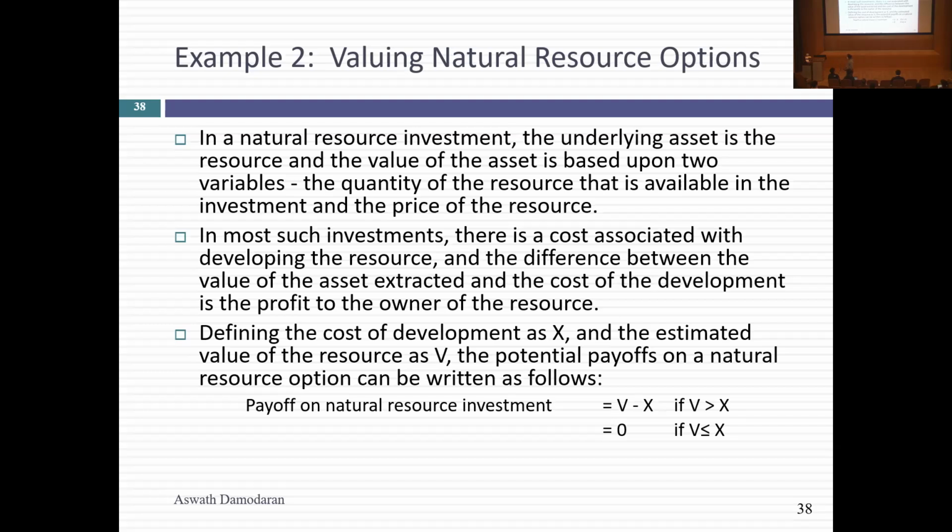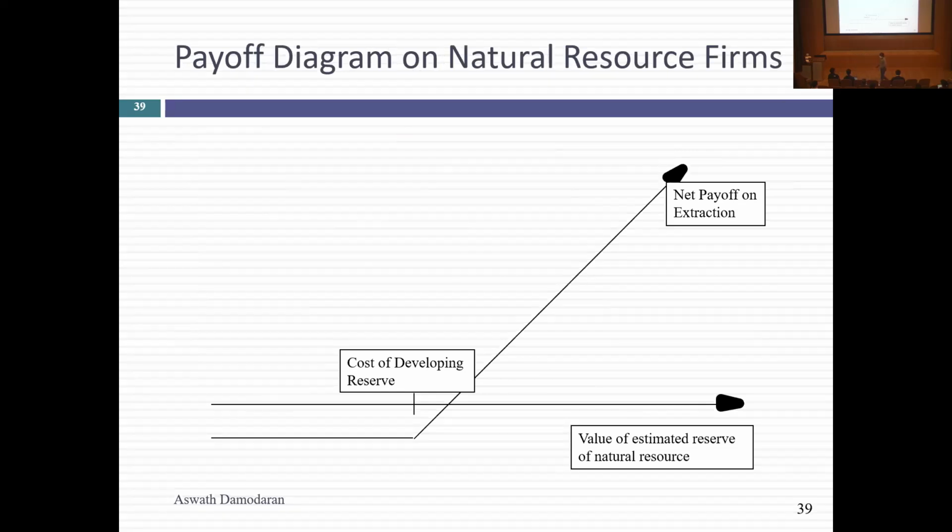That's an option. In fact, if I were to draw the payoff diagram, the cost of developing the reserve becomes the equivalent of the strike price. The value of the oil under the ground becomes the equivalent of the underlying asset. And if the value of the oil exceeds the cost of developing, you'll develop the reserve, keep the difference. But if that never happens, what do you lose? How did you get these reserves in the first place?